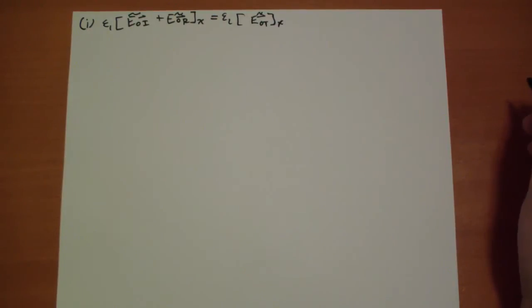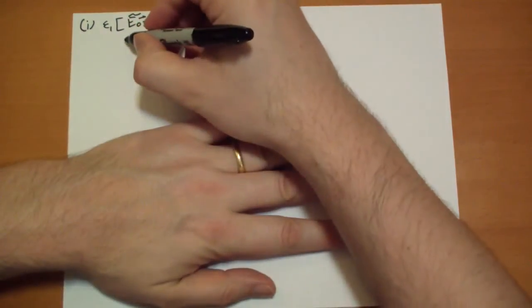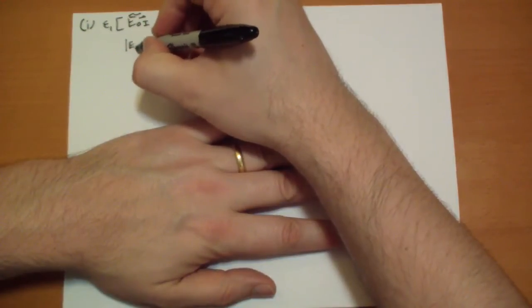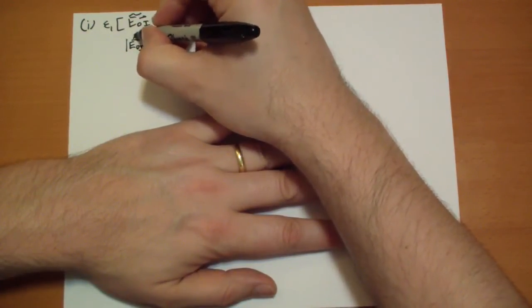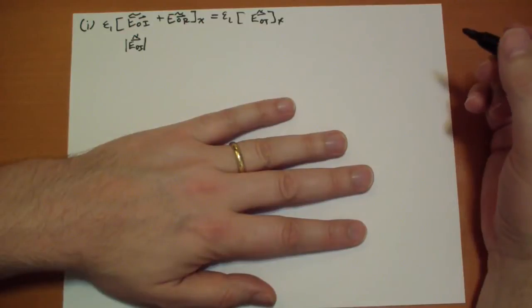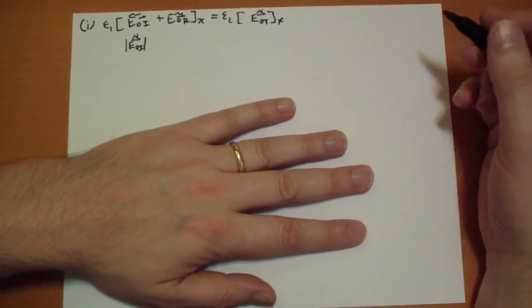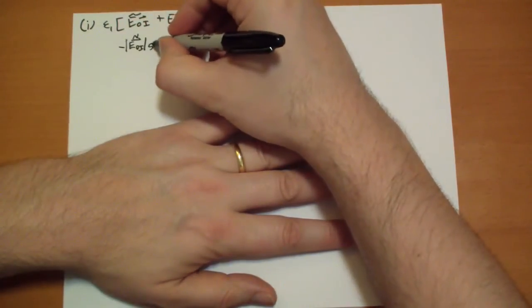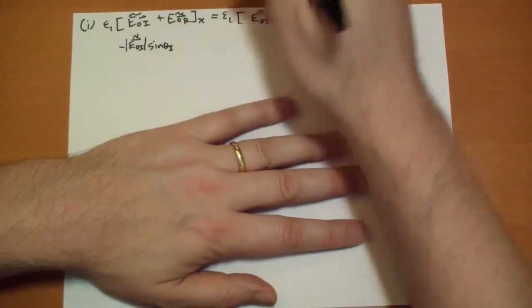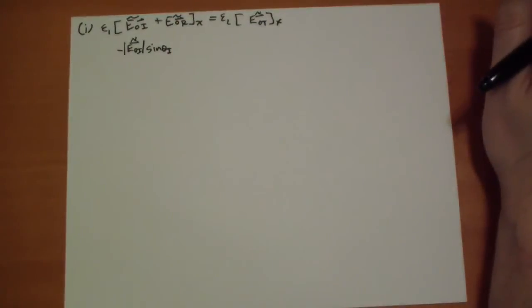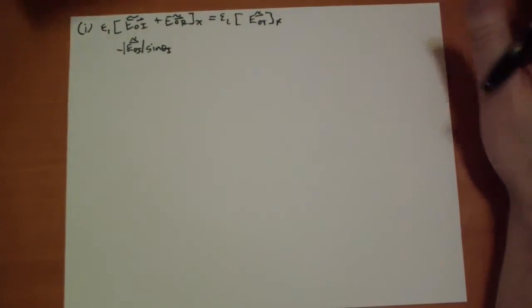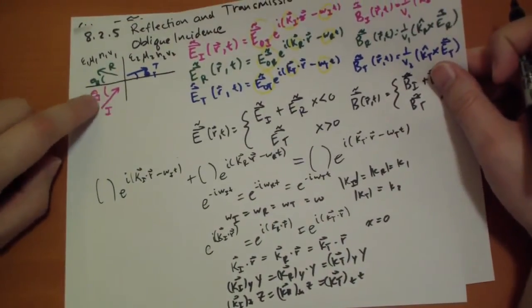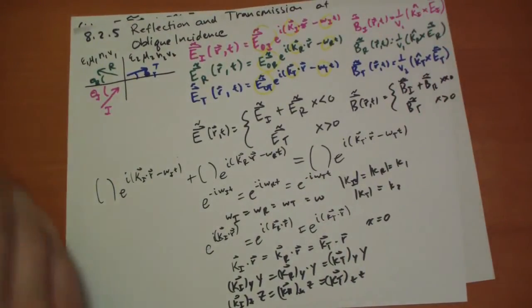So this one basically boils down to the conclusion. The perpendicular component is going to be the magnitude of E naught I times negative sine theta I. Why is that? Well, let's go back to our picture. The angle of incidence is theta. The E field is pointing perpendicular to that.